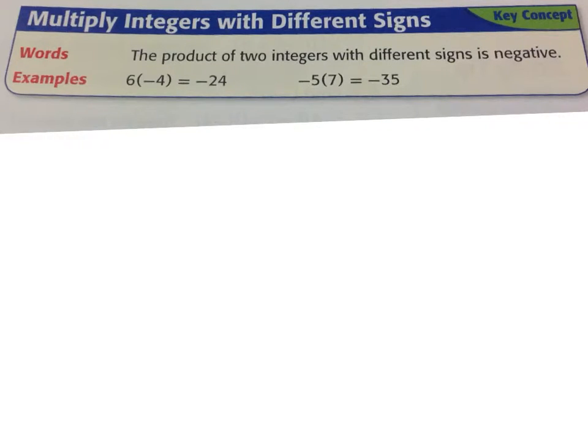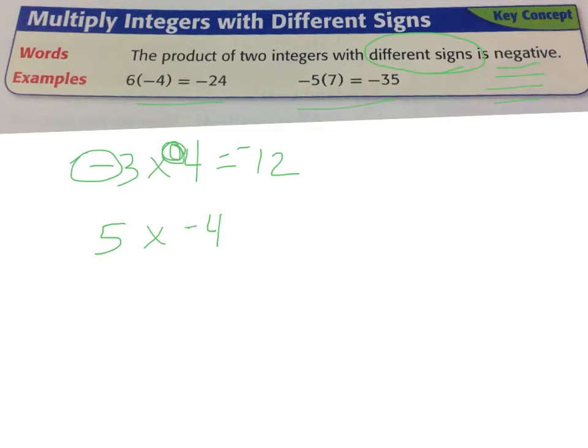One of those rules is if we multiply integers with different signs, the answer is always going to be negative. Okay, so there's a couple of examples right here. If you had -3 times 4, 4 times 3 is 12, and because there's one negative and one positive, remember if we don't see a negative there, this is going to be positive. So 4 times 3 is 12, and there's one negative, so it would be -12. 5 times -4 would be -20. Okay, 1 times -1 would be -1.